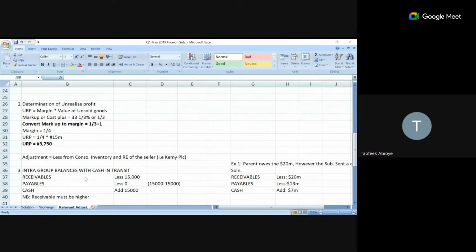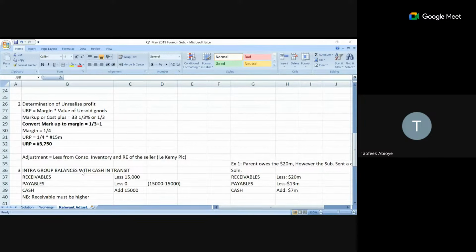Here, our payables is 0 because 15 minus 15 is 0. That is the reason why my payable is 0. My receivable must be owed at 100%. It must be 100%. That receivable must be higher. Sometimes the examiner will just give you one and will not give you the other. So this is how to get it.